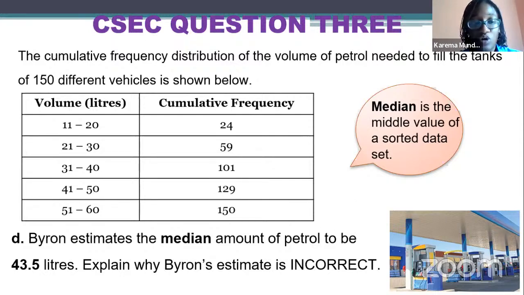Good. So which interval would the middle have been? Would it be 21 to 30 or 31 to 40? 31 to 40. Awesome. So I see persons correcting themselves in the chat. Awesome. So let's look at Byron's estimate. Where did Byron's estimate come from?